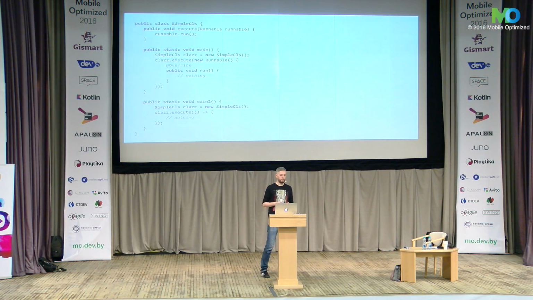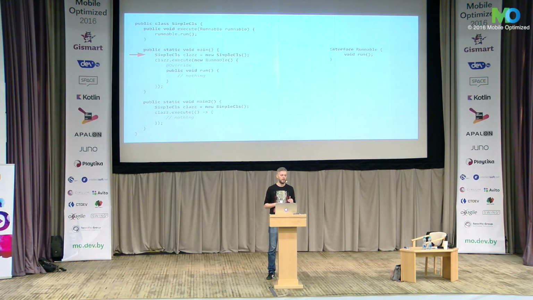First of all, we have very simple code. We have, let's say, a class, and this class, you can see that hopefully, yeah, has an execute method that is executing a Runnable. Runnable, why Runnable? Because it's super simple, has a run method, perfect for Lambdas. And let's imagine that we have two static methods, main and main2.